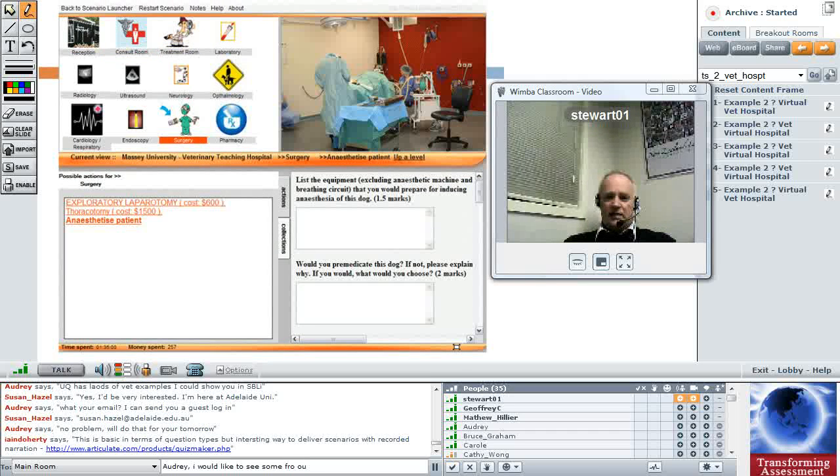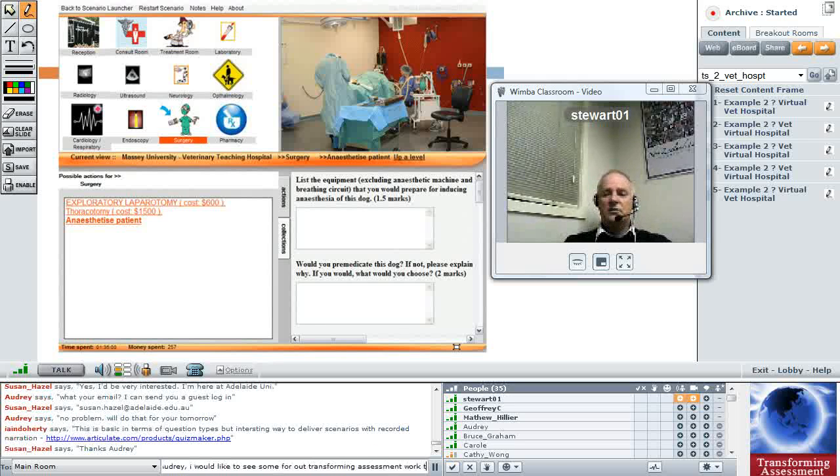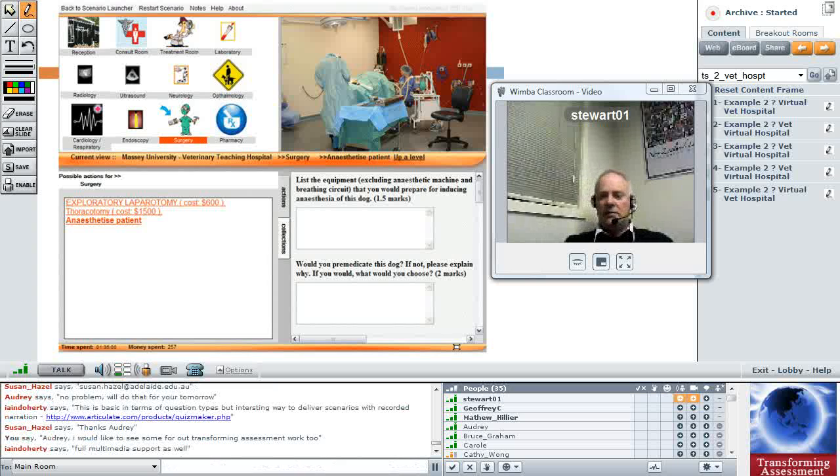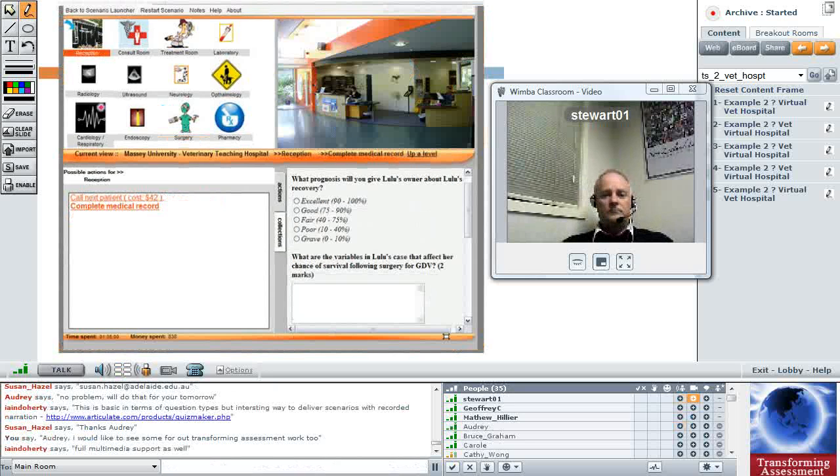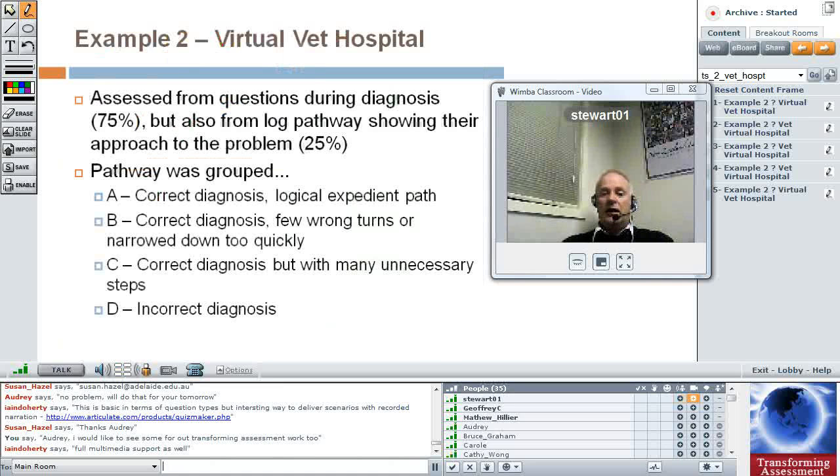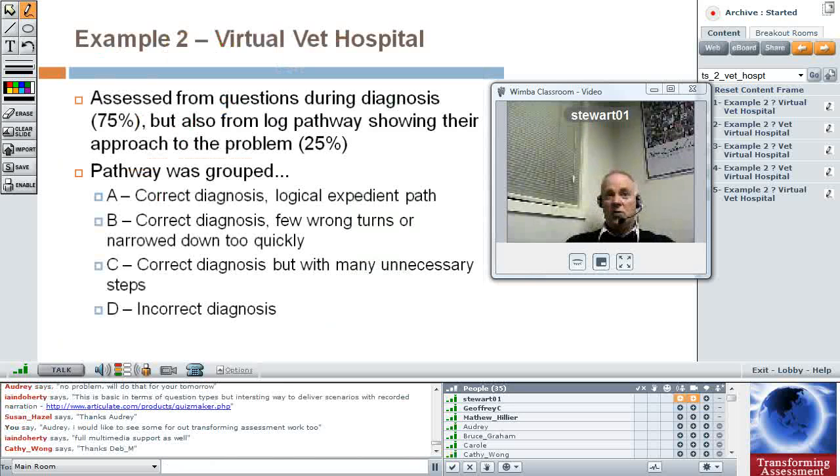You can see here another part of the screen. This is in the surgery, and throughout the process, there were these fill-in boxes, text boxes, where students could enter answers to the questions they were asked. These were also assessed. Multi-choice questions. So it was pretty full. At the end of it, they were assessed from questions during diagnosis. So those boxes they filled in, 75% of the mark came from that.